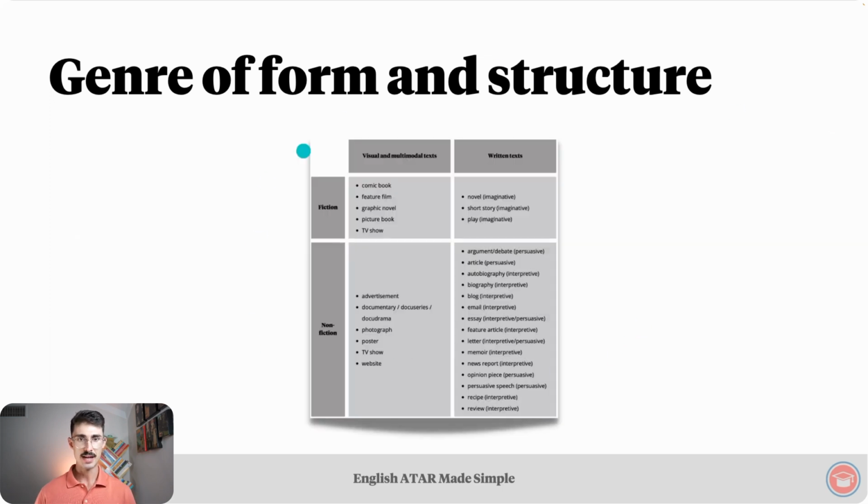This is the table that we had an overview of from the previous lesson. It's in the PDF study notes for the lesson on genre. What this table is telling us is that genre of form and structure basically just refers to the different types of texts that you study in English ATAR. If we're to categorize them broadly, we've got visual and multimodal text and then written texts. We can further categorize those two broad categories by looking at fiction and non-fiction. And some examples, we have a novel, a documentary, a feature film, an email, everything that's on the table.